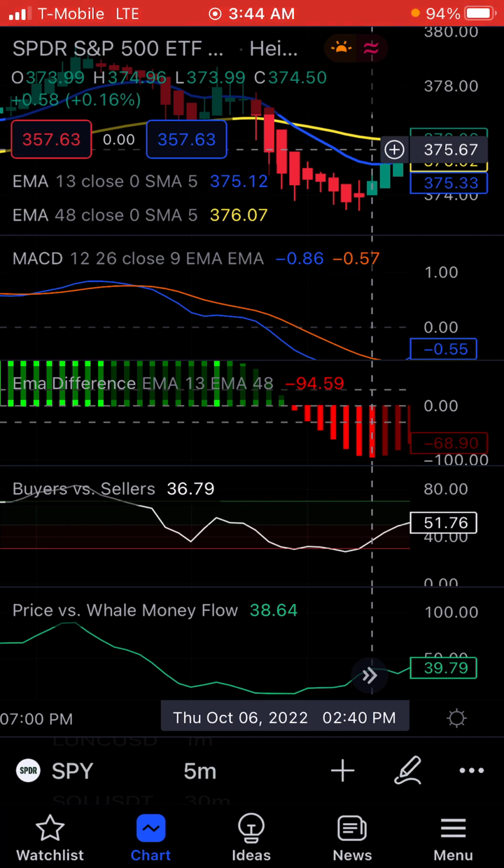So in order to do this particular strategy, number one, you have to have at least the Pro TradingView account, unless you just want to turn indicators on and off, which is kind of annoying. And then these 2 paid indicators on the bottom, the buyers versus sellers and the price versus money flow, are paid indicators. The only ones that are free are the EMAs, the MACD, and the EMA difference.